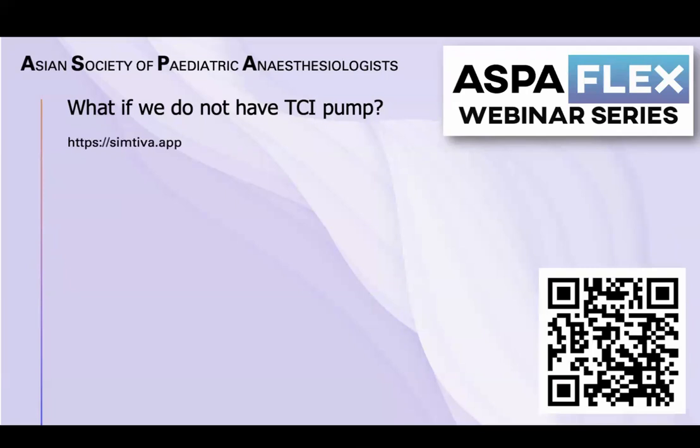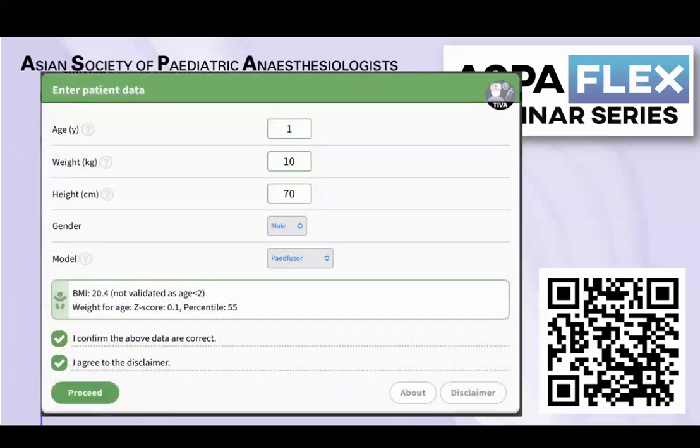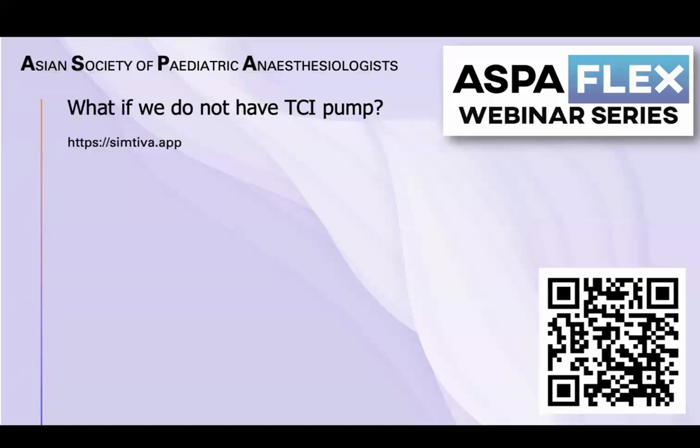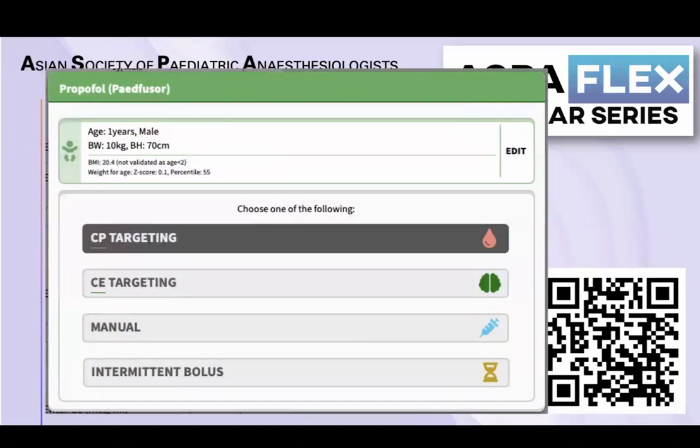There are also educational websites or applications online that run simulations according to the Paedfusor, Kataria, and Eleveld models. Here we use the SimTIVA app as an example, and the QR code is displayed on the right. So when we click into the page, it will ask us about the demographics of the patient. After we put in the correct patient info and read the disclaimer, we can proceed to choosing the CP model, and that is what we are trying to simulate.